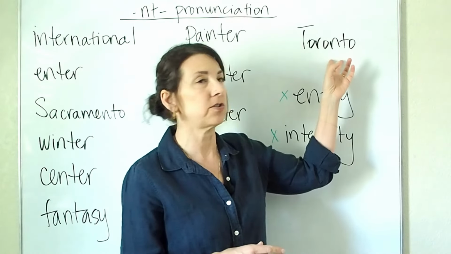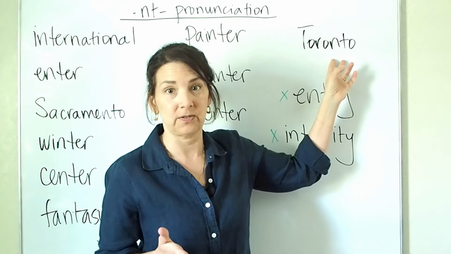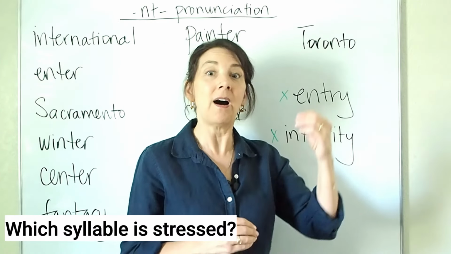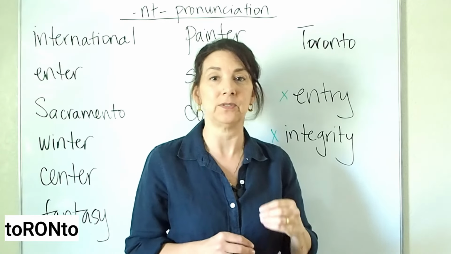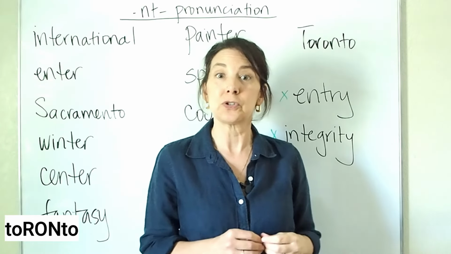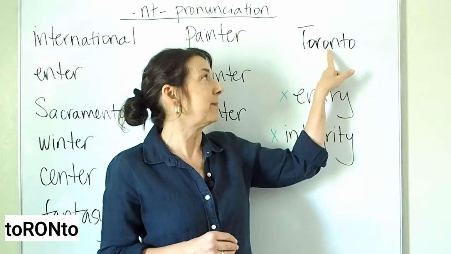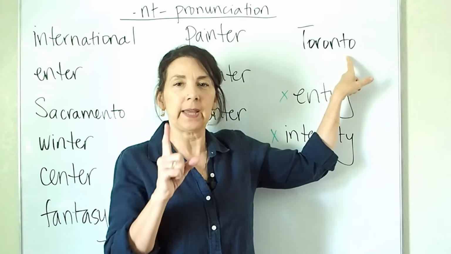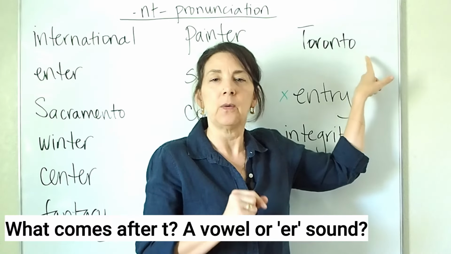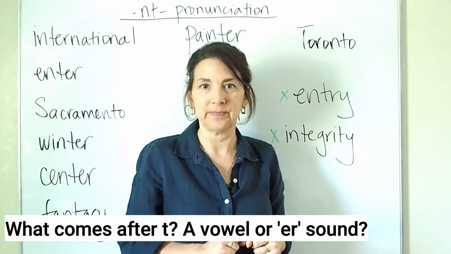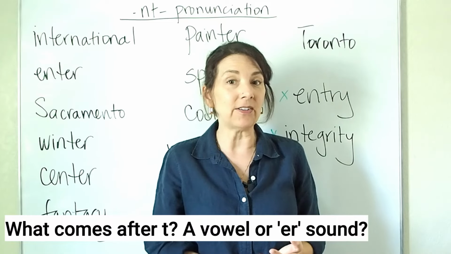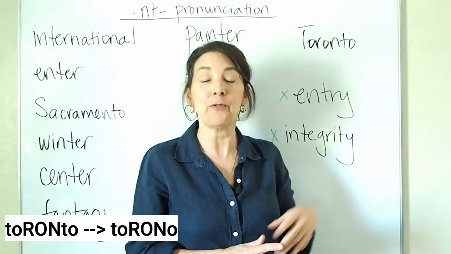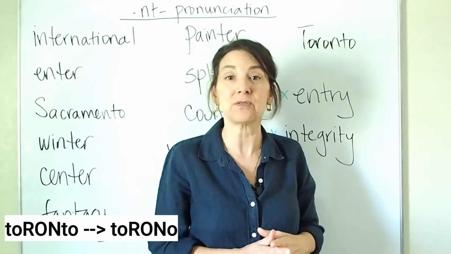Okay, so look at the word Toronto. Which syllable has stress? Toronto. The second syllable, Toronto. So when we're speaking quickly, because this syllable is stressed, the T can be dropped. Okay, the next part of the rule is what comes after the T. It needs to be a vowel sound or the R sound. So for that reason, we can say Toronto.